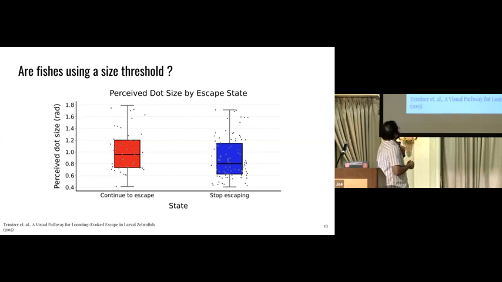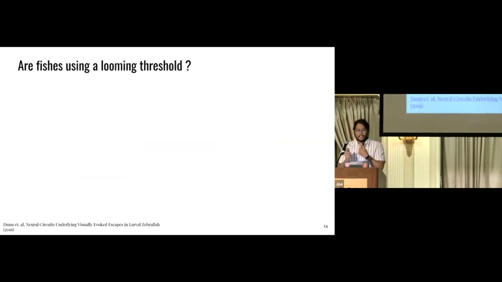What you are seeing here is the perceived angular size input that these fishes are getting. In these experiments, since we have the coordinates of the fishes, you can find where their eyes are, and you can approximately get the visual inputs that the fishes are getting using simple ray tracing algorithms. If you look at the visual input the fishes get while they're escaping, and what their next decision is, whether they keep on escaping or stop escaping, you get something like this. There is no clear separation, which tells us that maybe they're not using a size threshold at all. So we decided to look for looming thresholds as well.